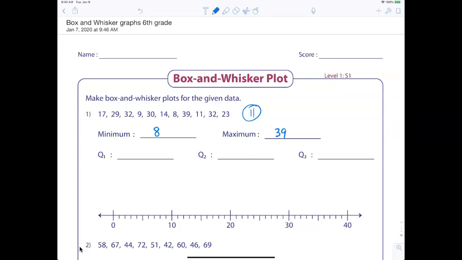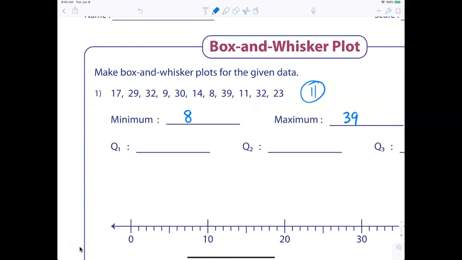So here we go. Here's how I like to do it when I'm doing this. All right. One. Nine is a what? Two. Then what? 11. 11 is three. 14 is four. 17 is five. 23. 23 is what? It's 6. And so we can circle that, and that is the what? That's the median.